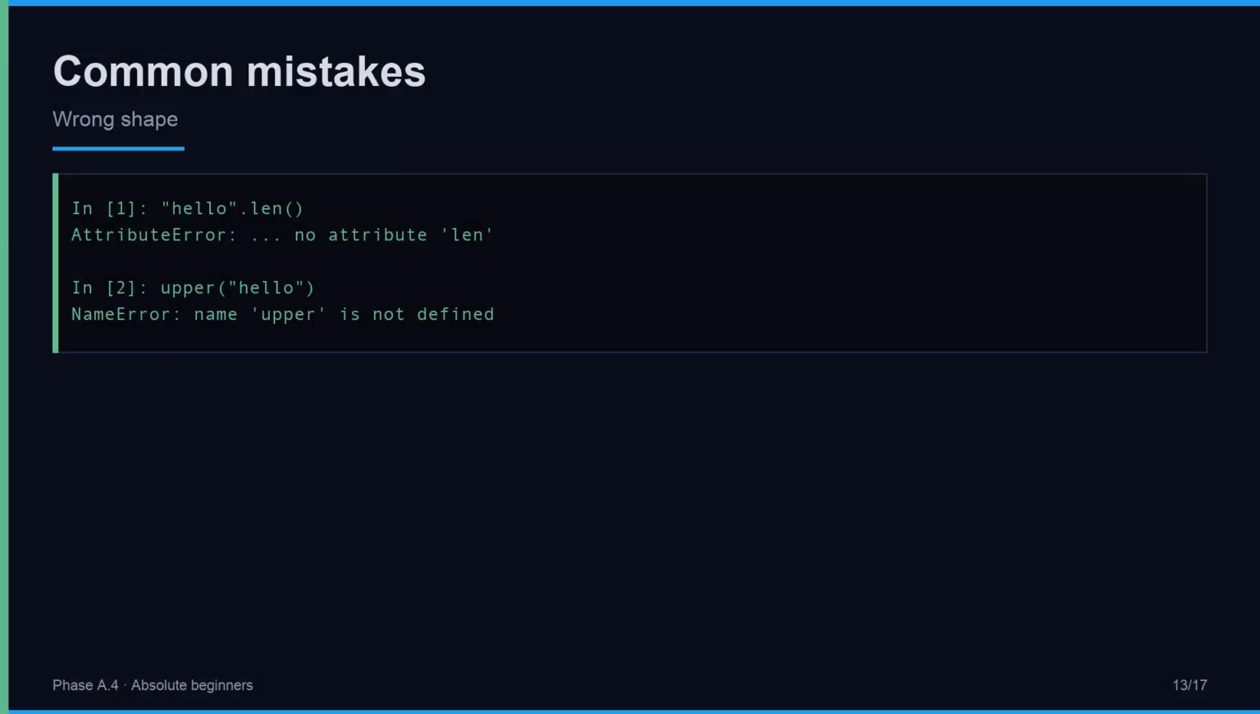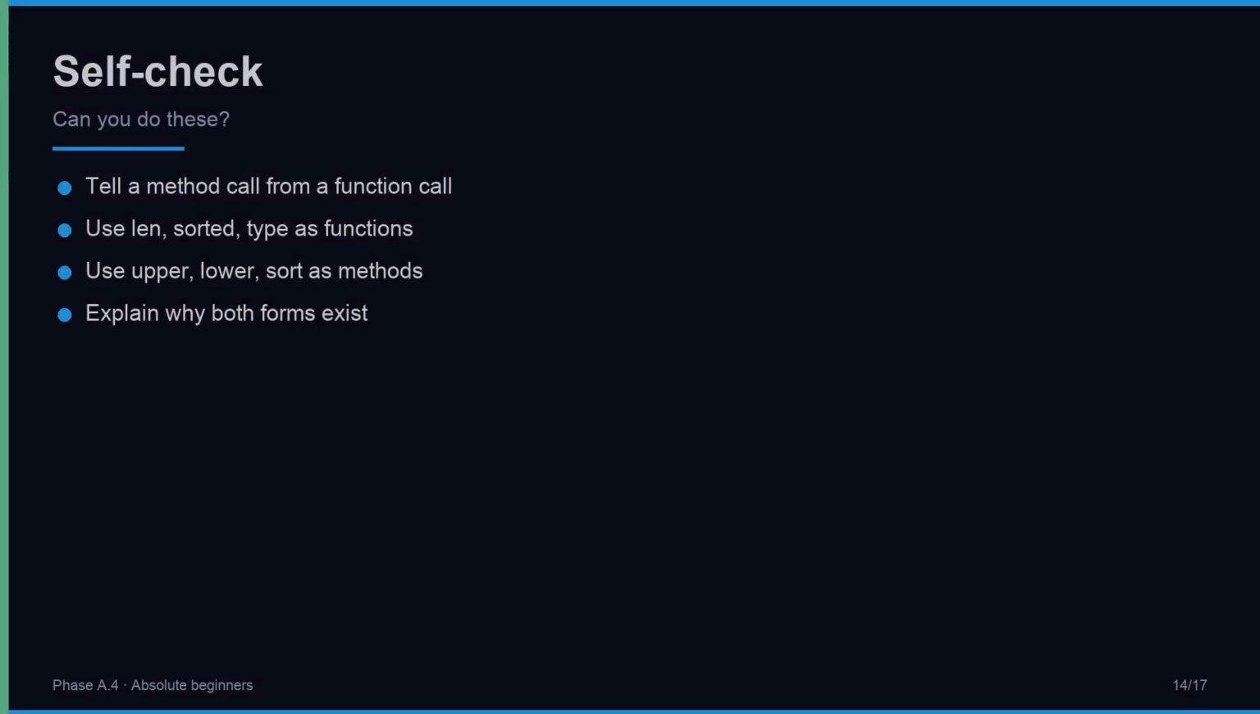Two mistakes when you mix up the forms. Hello.len gives an attribute error, because len is not a method on strings, it is a built-in function. Upper of hello gives a name error, because upper is not a standalone function, it is a method on strings. When you get one of these errors, flip the shape. If object.name fails, try name of object. If name of object fails, try object.name. Flip the shape.